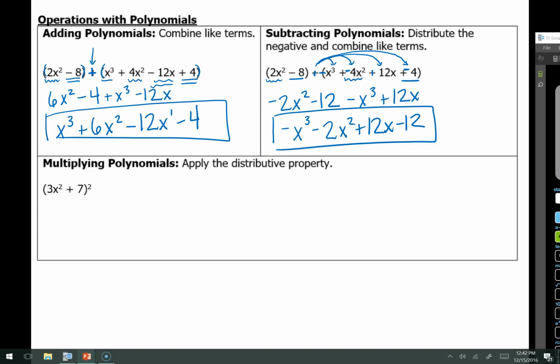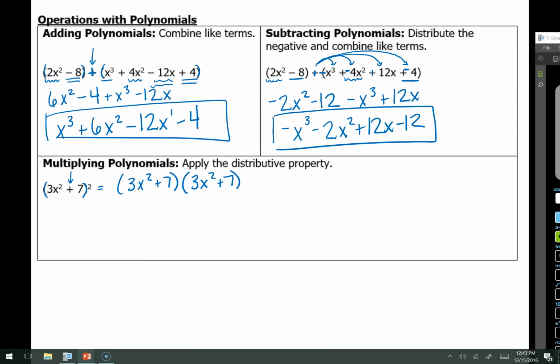Okay, so the last thing we need to do is multiplying polynomials. Look and see this quantity is being squared. Do not distribute that square inside. You cannot do that distribution because this is a binomial. There are two terms in the quantity that's being squared. Instead, what this means is that we have 3x squared plus 7 times 3x squared plus 7.